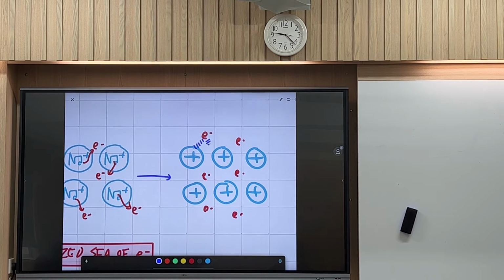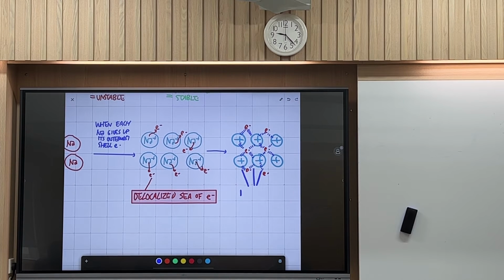And can you draw this attraction here? We said where there are oppositely charged things, there will be attraction. So this attraction we call metallic bond. A bond is an attraction.